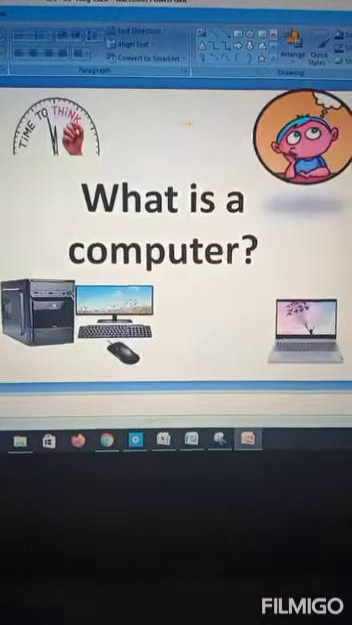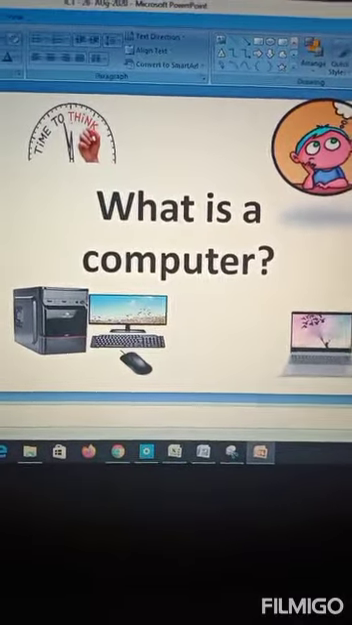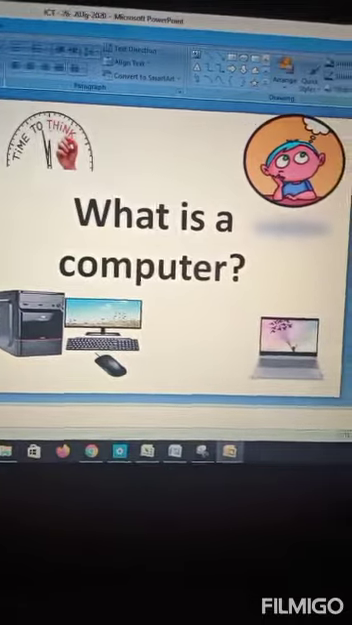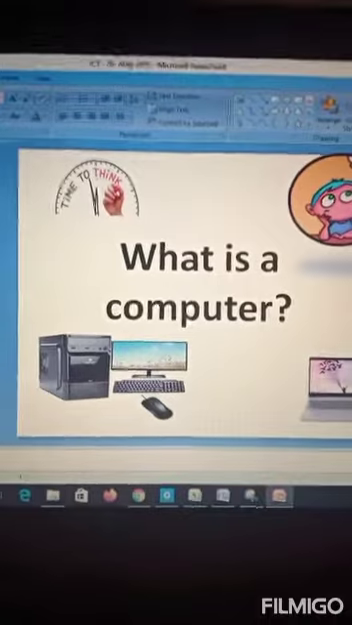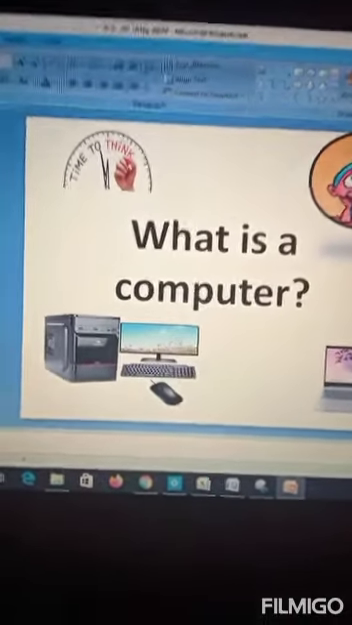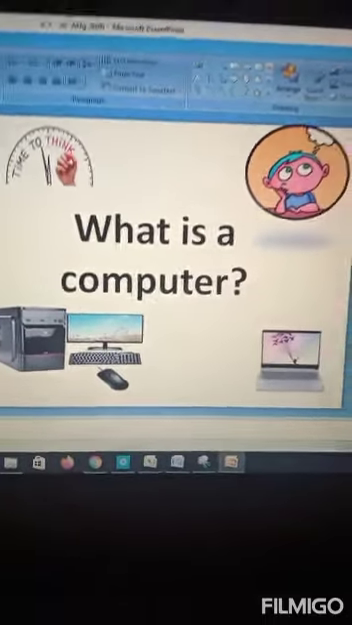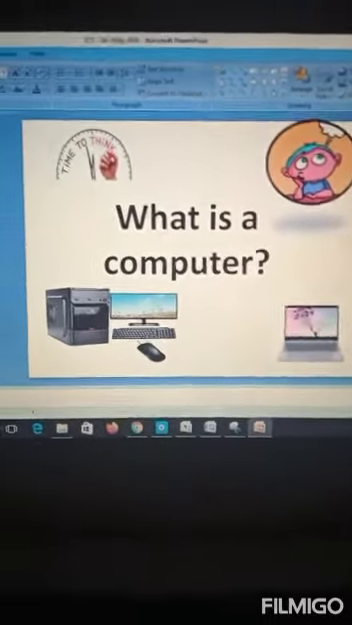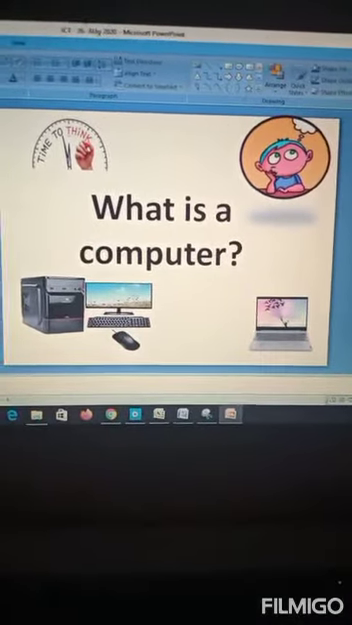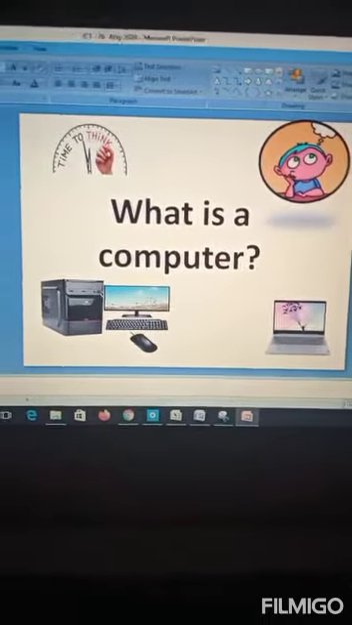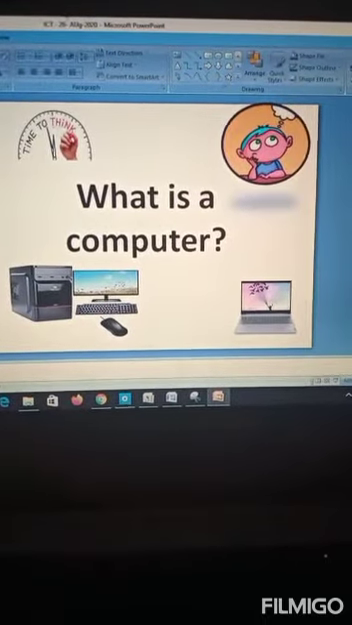Okay, so what is a computer, children? Or if I ask you, how many computers do you have at home? Right, I could hear somebody saying one. Somebody said two. I have a laptop. Okay. Alright. Well, what if I say that all of you probably will have more than 10 computers in your house? Am I wrong?